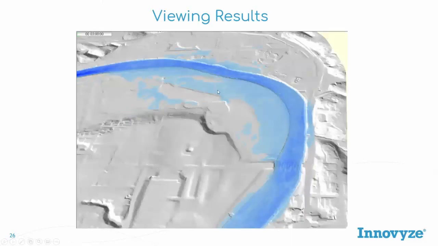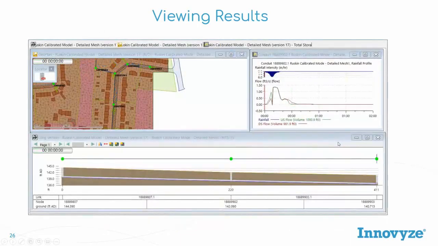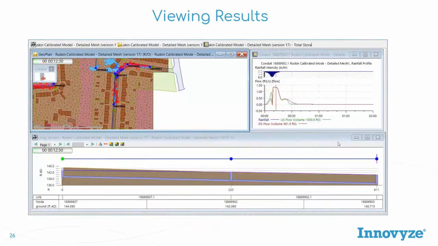Also, viewing results. This is one of our 3D views, looking at a river system and the flooding that's occurring over time. You can get some really detailed looks at things, and I think it looks great. You can even see some of the piers from the bridge and some of the roadway deck and stuff like that in the terrain.